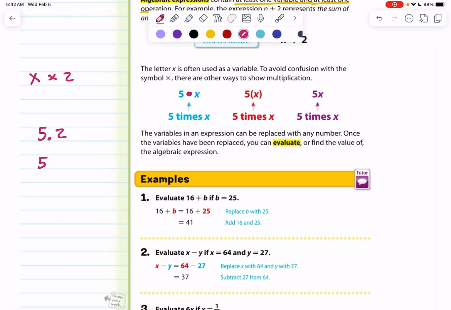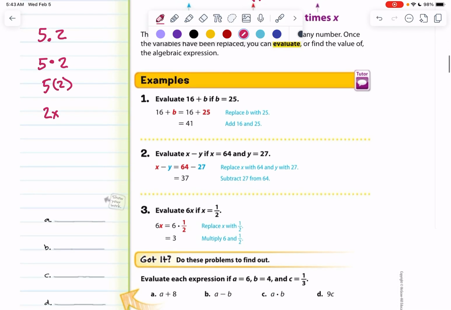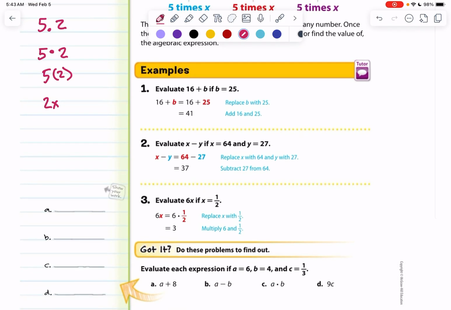So it would be 5 times 2. It would look like that, like the decimal is up high a little bit. Okay, we might also use parentheses. We could do 5 times 2, or we might just put the variable right next to the number, 2x. That would mean 2 times whatever x stands for. Okay, so let's take a look at some expressions that have that in them.